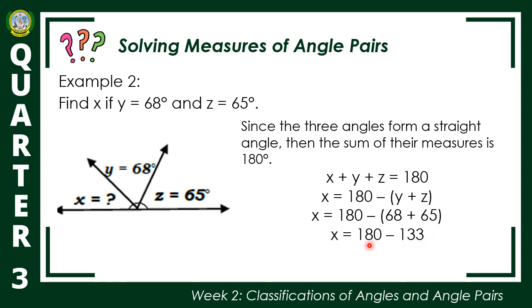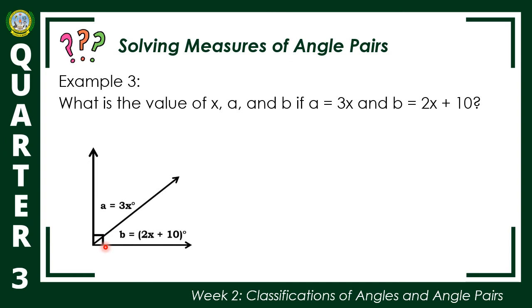And then, finally, we will subtract 180 minus 133 and that will give us 47 degrees. Okay? So, 47 ang value ng x. Pag pinag-add natin yung tatlo, it will give us 180 degrees. So, I hope na-gets po kung paano i-apply yung angle addition postulate dun sa problem.